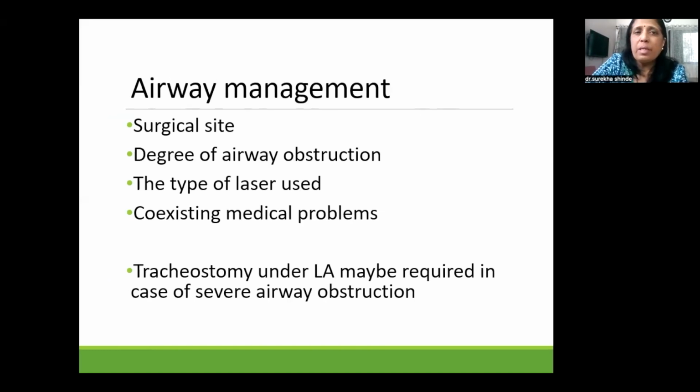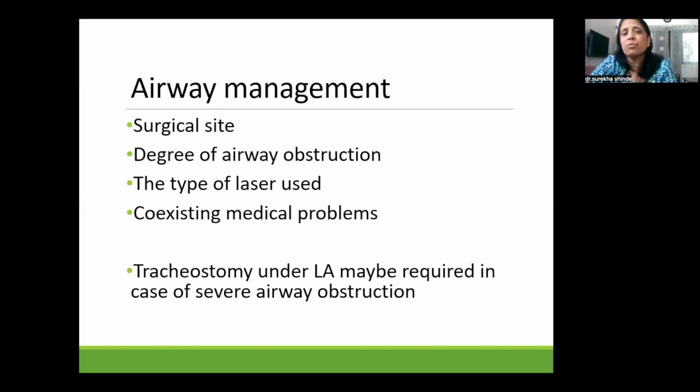Airway management is a very important aspect as far as laser surgery for ENT is concerned. The surgical site is important, whether it's glottic, supraglottic, or infraglottic. The degree of airway obstruction has to be documented. Which type of laser is used, whether it's CO2, Nd:YAG or excimer? Normally, the CO2 laser is commonly used, and sometimes, especially in plastic surgery, they use IPL, intermittent pulse laser, which is a very common technique in plastic surgery. And of course, coexisting medical problems should be taken into account while you manage your airway.